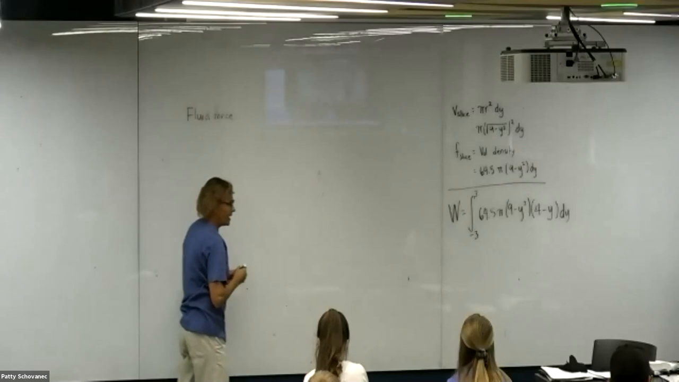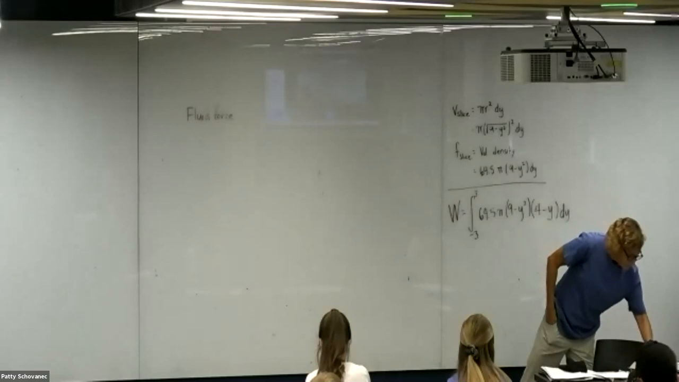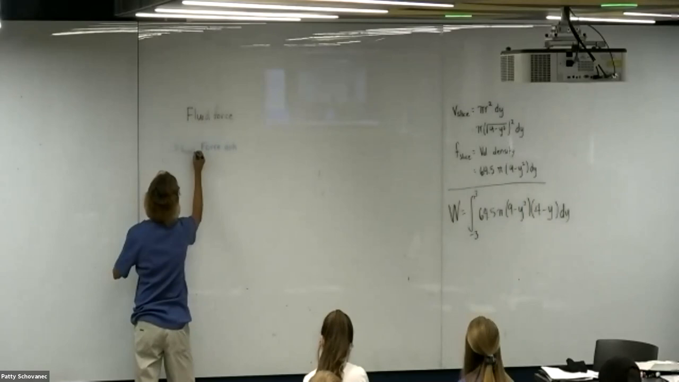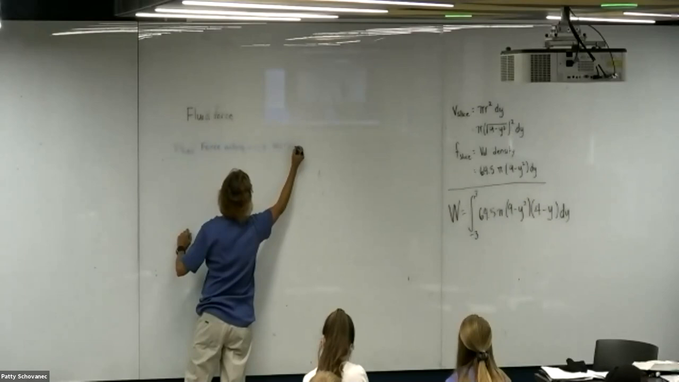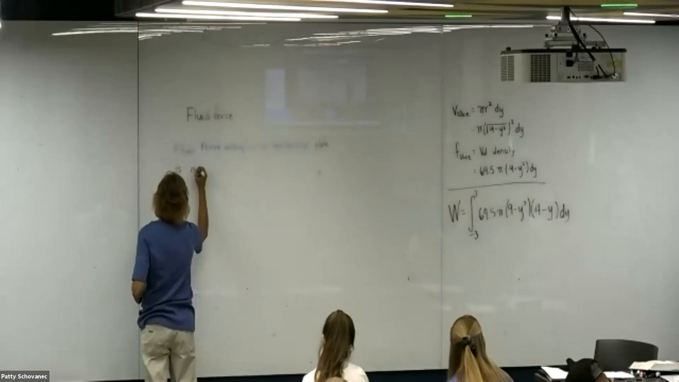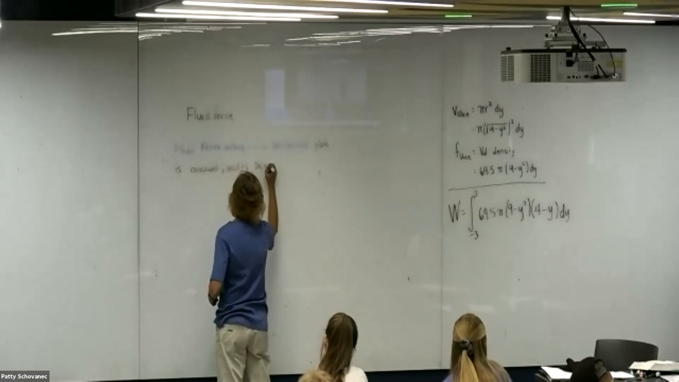We're going to act on a submerged plate. Where's that good marker? No, that's my good marker. Okay, so the fluid force acting on a horizontal plate is proportional to the depth of the plate, is constant, and is proportional to the depth of the plate.